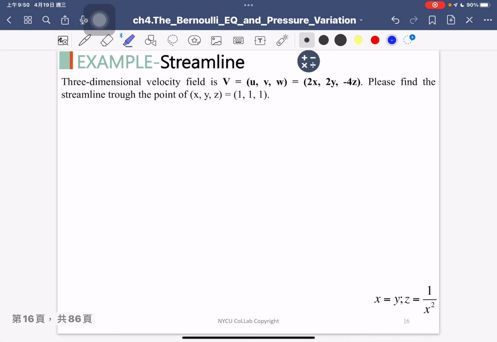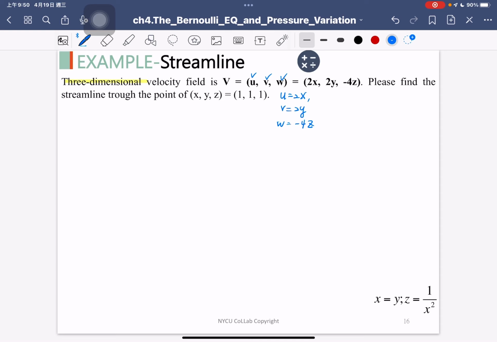So right now, I want to try to practice another example. This is an example for the 3-dimensional case. So again, how can I say it is 3-dimensional? Because there are u, v, w velocities, with the i, j, k directions. So we call that 3-dimensional. And we know that u is equal to 2x, and v is 2y, but the z, sorry, I need to write the w, is equal to minus 4z, right?